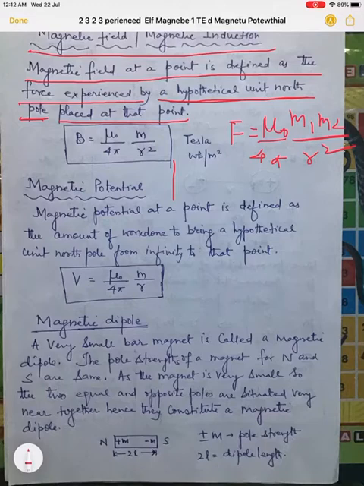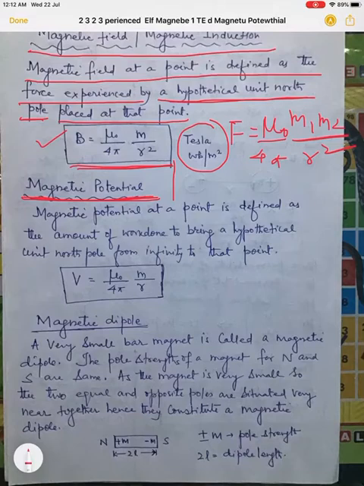So the formula becomes B, means magnetic field, is equal to mu naught by 4 pi m upon r square. So this is the expression for magnetic field. Its unit is Tesla or Weber per meter square. Now the next term is magnetic potential. Magnetic potential can be defined in a similar manner as we have already defined electric potential.